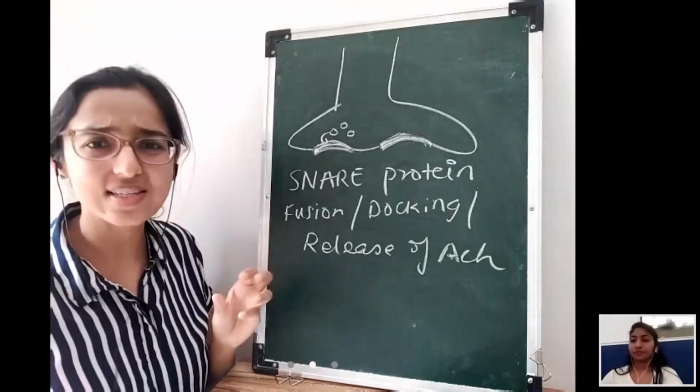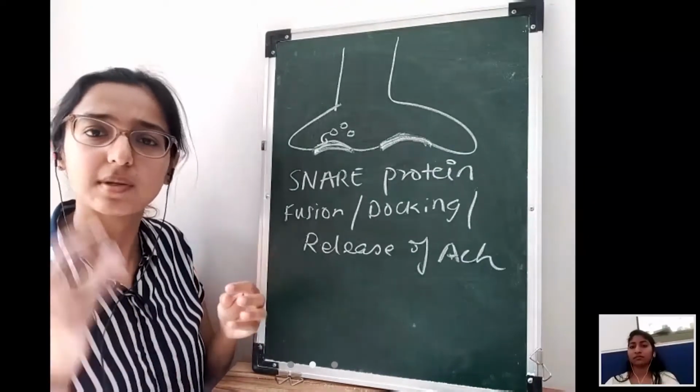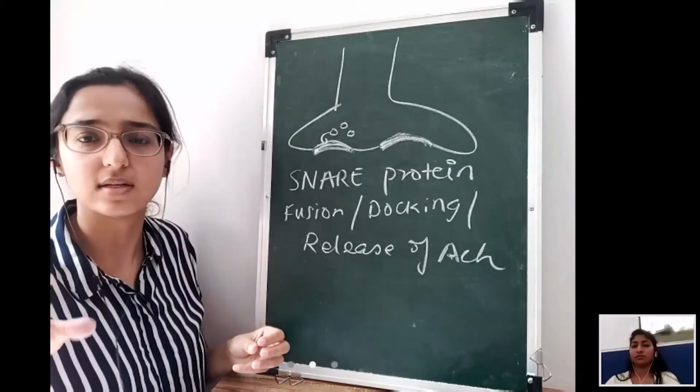So there are something known as snare proteins. Multiple examples are there. If you don't remember, it's okay. Just remember the snare protein is responsible for helping the vesicles to fuse, dock, and release. That's it.